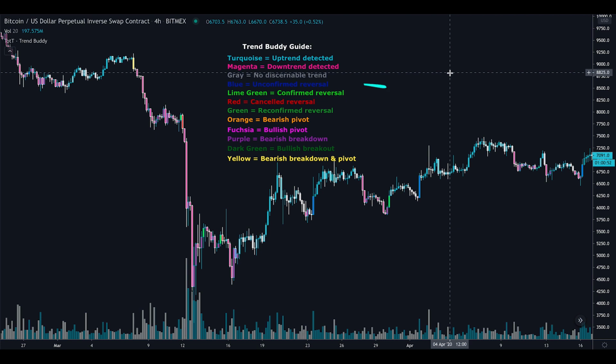But moving on, we have blue candles. These are unconfirmed reversals. And what is an unconfirmed reversal? Well, it's basically the Trend Buddy's way of establishing a potential low before a trend reverses. So it offers the highest risk, highest reward opportunity to get into long positions. Now again, it's not 100% accurate.